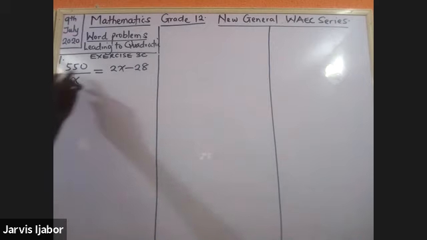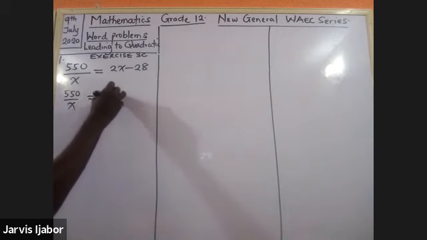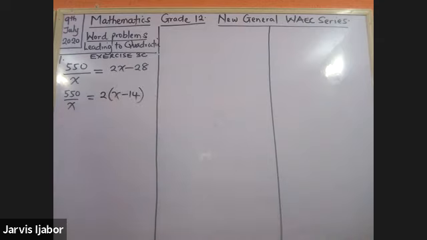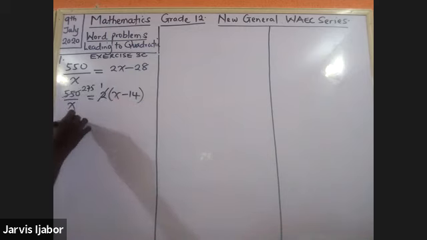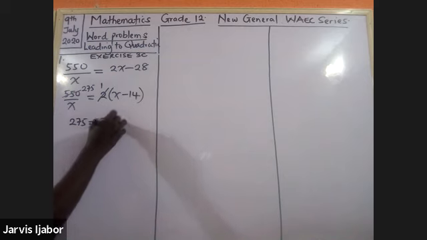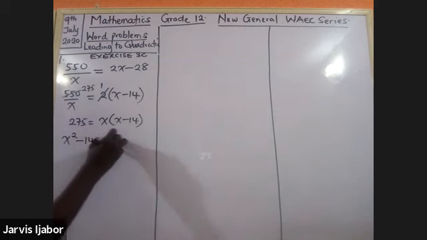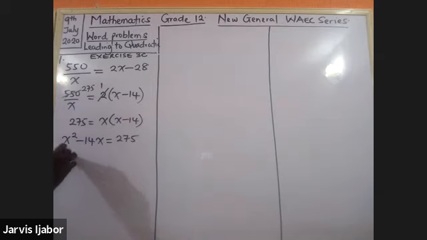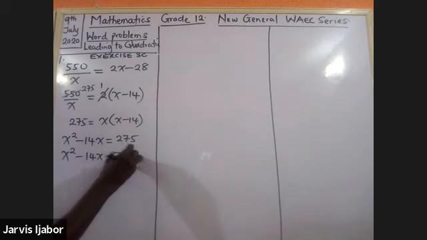Now watch this. All these are even numbers. Is anybody seeing that? Did you notice that? So I can cancel this 1, and I can cancel this 275. So 275 will be equal to x into x minus 14, and x squared minus 14x will be equal to 275, meaning that x squared minus 14x minus 275 will be equal to 0.